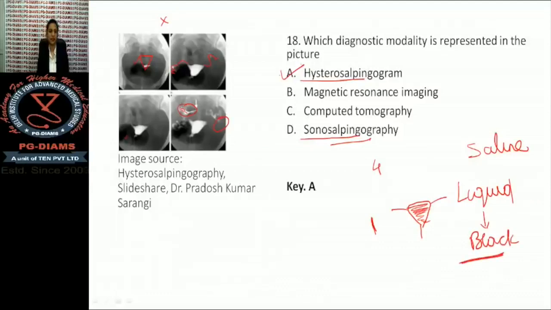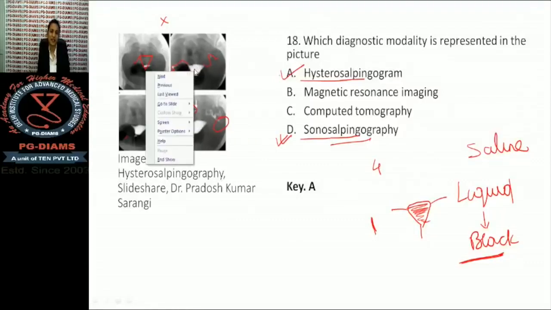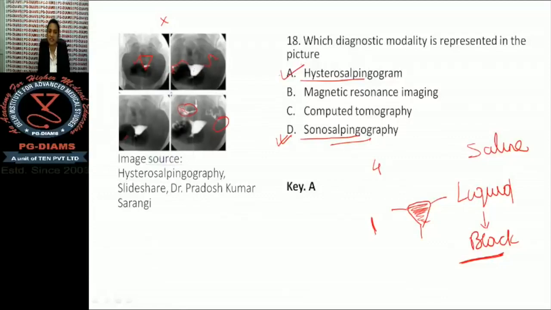Hypoechoic, we call them. So if it is white, remember, it is radio-opaque, that is X-ray. If the dye appears white, it is X-ray. If the fluid appears black, it is ultrasonography. So if I change this image to black inside, with an echogenic or ground glass appearance of USG-like features, then it becomes sonosalpingography. The principles are the same.